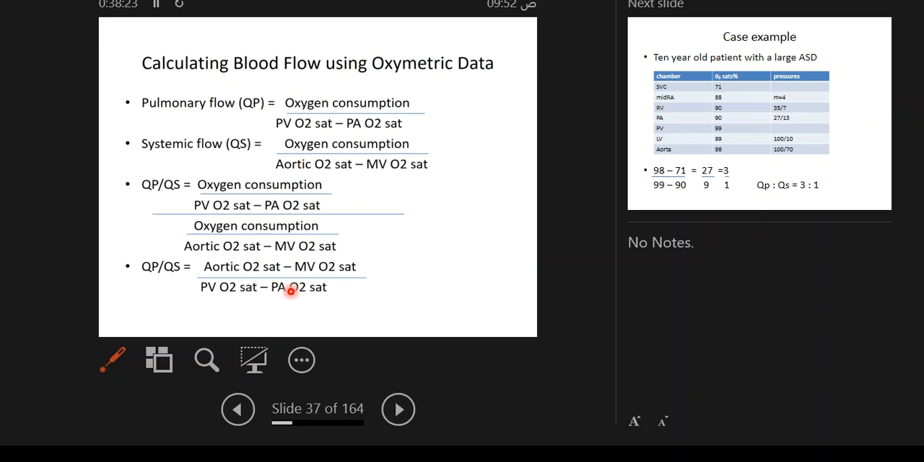Shunt of 3 to 1, pulmonary to aortic. Okay? That is the whole concept of shunt calculation. So you need an oximetry if you want to calculate a shunt. Now the MRI does it, even the echo can help a great deal in calculating. So you don't really need to do Cath Lab for diagnosis.